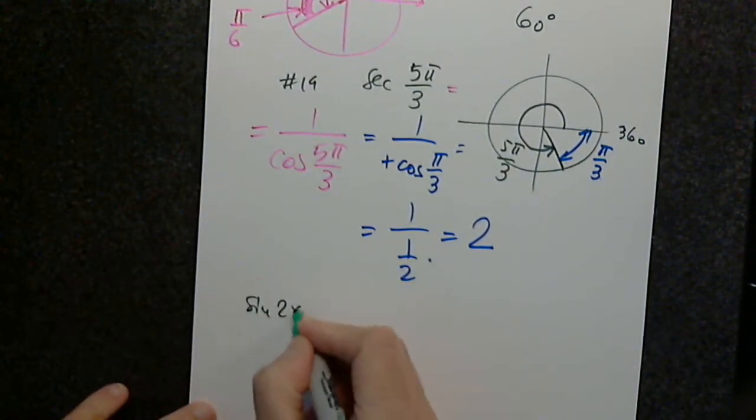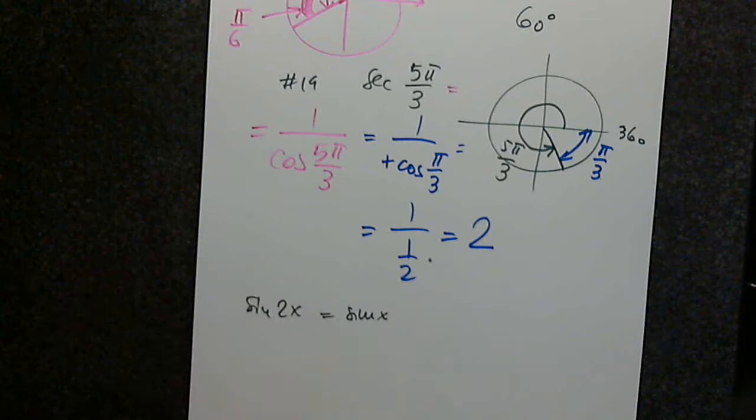Now, the next one is a trig equation. So sine 2x equals sine x. It says find all values of x such that such and such, but they restrict everything to 0 to 2 pi. Okay, so just one complete circle. So what do we do next?